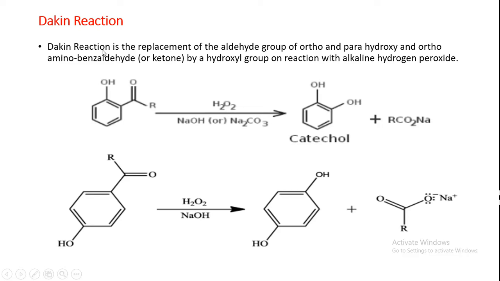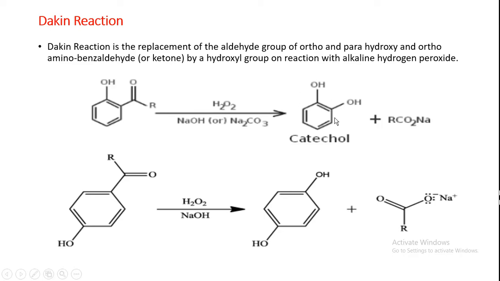So the Dakin reaction is the replacement of the aldehyde group of the ortho and para-hydroxy, or ortho-aminobenzaldehyde. Either it may be ortho and para-hydroxy, that means the aldehyde group at the ortho position will change, and ortho-amino, that means here NH2 will be there, aminobenzaldehyde or ketone, by a hydroxyl group. So these are replaced by this hydroxyl group.